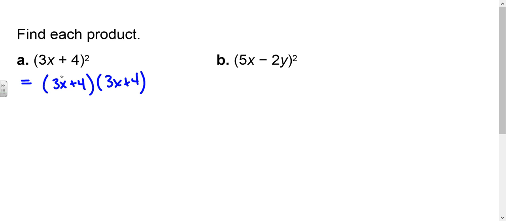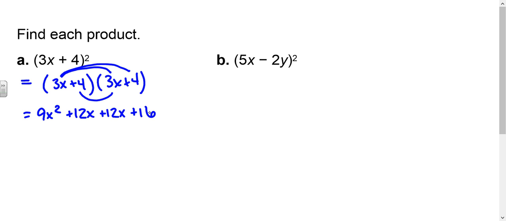Okay, and I can go ahead and multiply this out. So I'm going to take 3x times both numbers. So 3x times 3x equals 9x squared. 3x times 4 is positive 12x. Then I'm taking 4 times both numbers, so 4 times 3x would be positive 12x again. And 4 times 4 is 16.